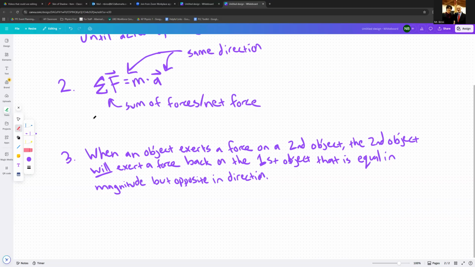So Newton's third law is just anytime, anywhere that an object exerts a force on a second object, that second object exerts a force back on the first that is equal in magnitude but opposite in direction. Whew. Okay, we'll do some more details on this.